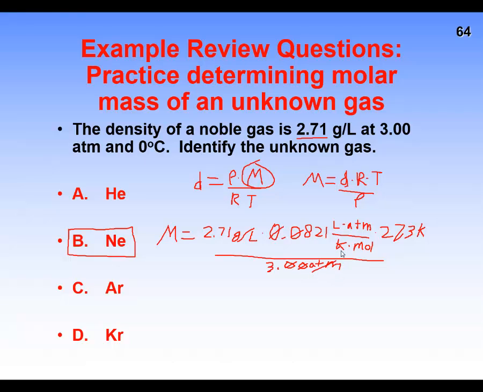So when you see, our atmospheres would cancel, our liters would cancel, our kelvins cancel. We're going to get grams per mole for our final answer, so that's our molar mass. And so you should have calculated that the molar mass here for this noble gas was going to be about 20.2 grams per mole. Now the best gas to match that was the neon. Okay, so hopefully you did that correctly.